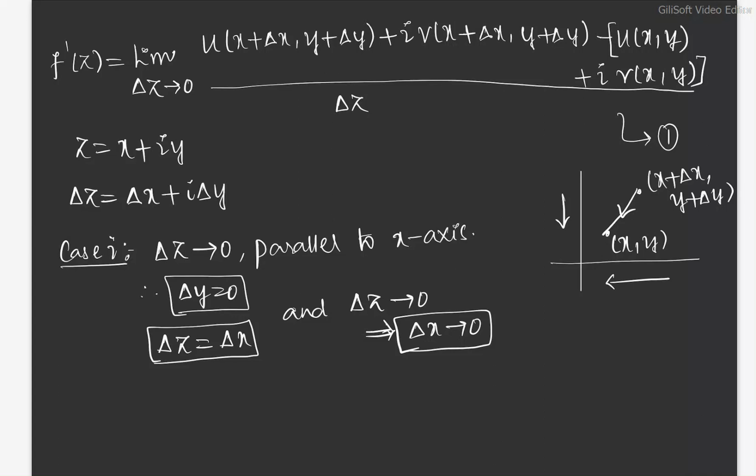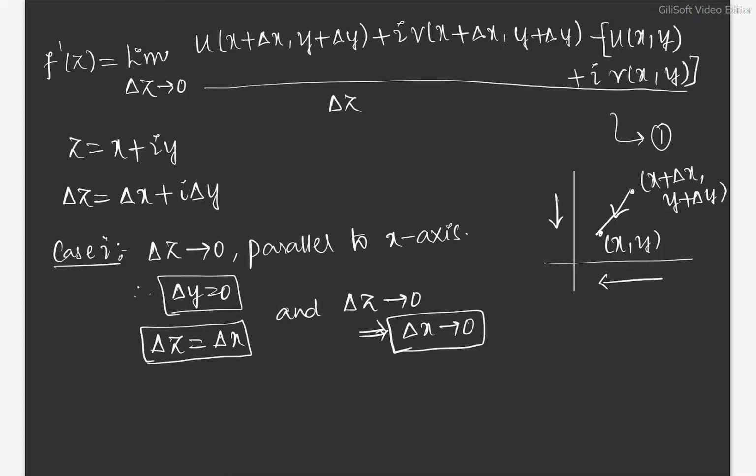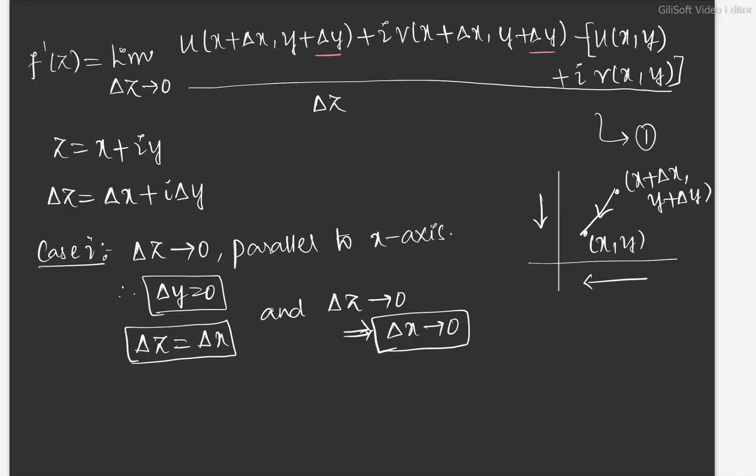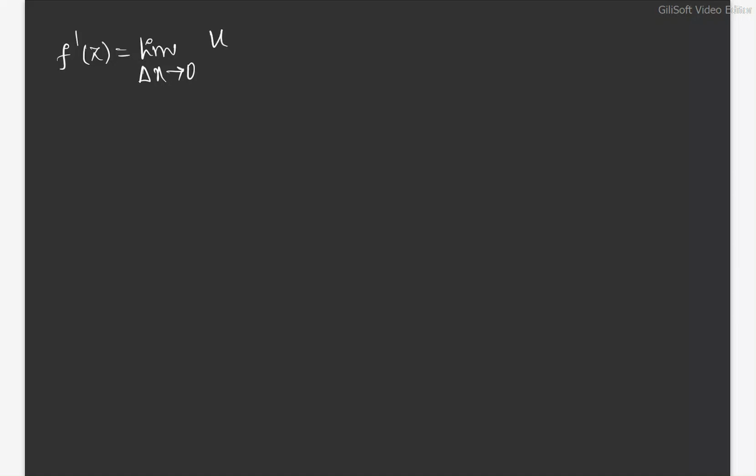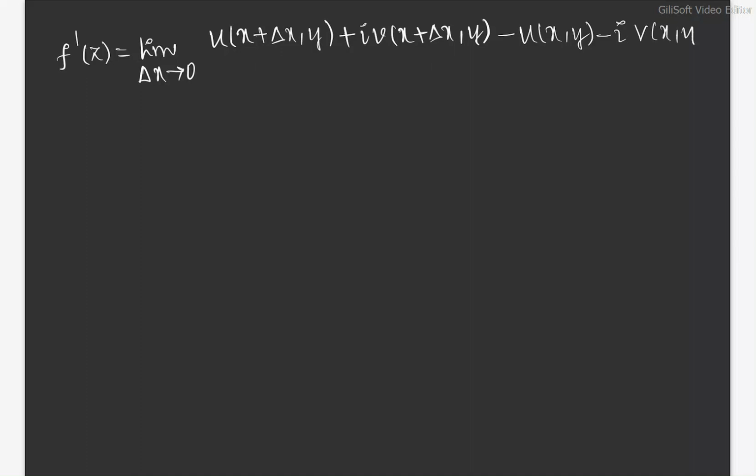So using all these substitutions, equation 1 takes the form f dash of z is equal to limit delta x approaches to 0. If you observe, the value of delta y goes to 0, and here also delta y goes to 0. So the equation will simplify to u of x plus delta x comma y plus i times v of x plus delta x comma y, minus u of x comma y minus i into v of x comma y, divided by delta x.